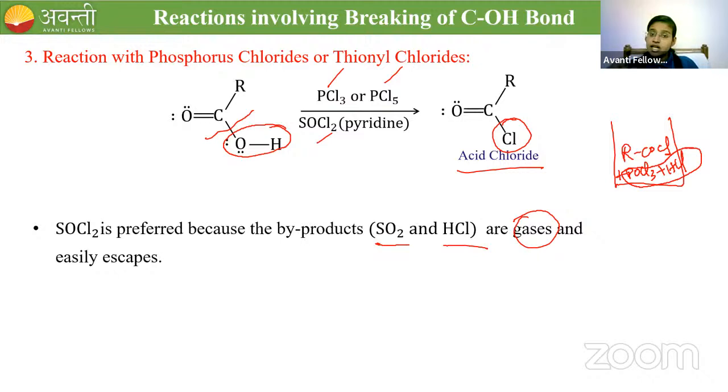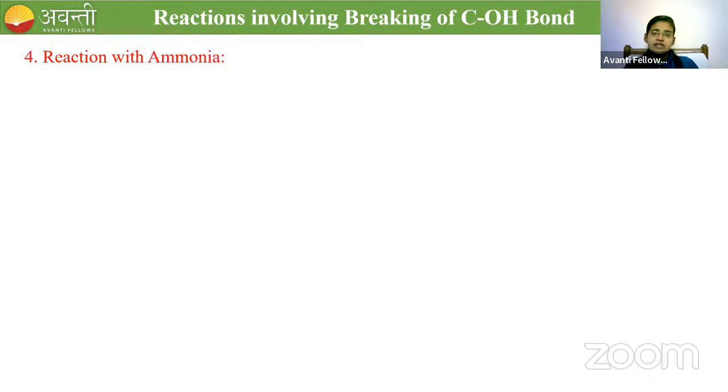Clear? We have already studied this concept in the haloalkanes lesson. If you remember, I taught this in the preparation of haloalkanes. That SOCl2 reaction is more preferable because of the same reason. So this is the third reaction. Fourth reaction is reaction with ammonia.